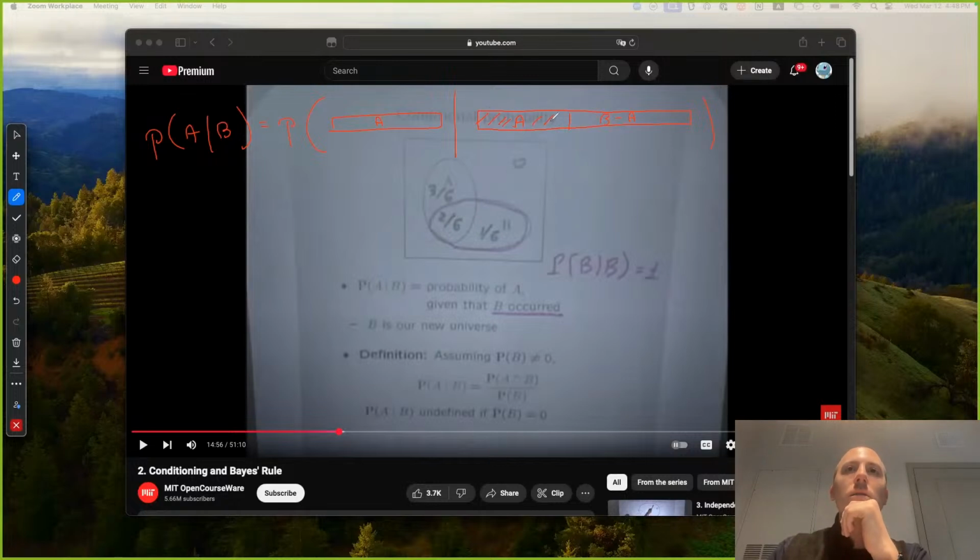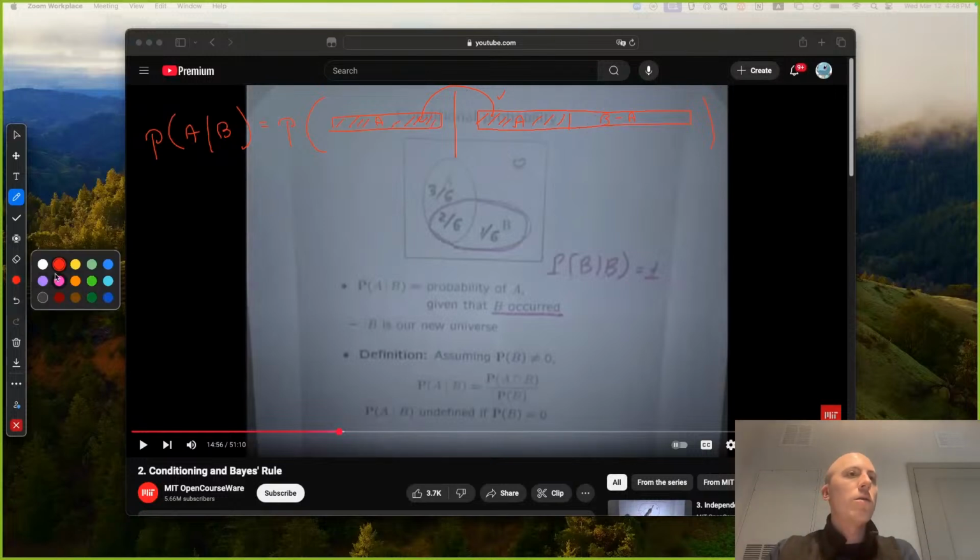So we've got this same kind of overlap here. Again, if we are in here, we're good. But if we're over here, then we are not good.